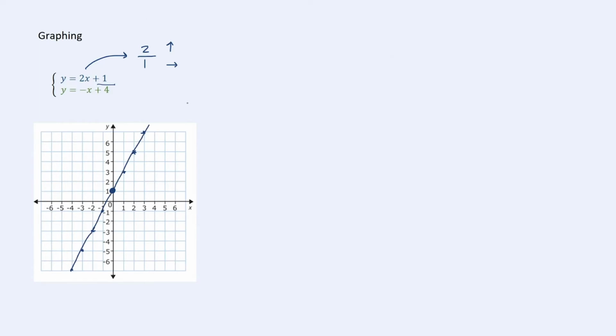Next we repeat this with the other equation. We start with the y-intercept, so the first point is at 0, 4. The slope of this one is negative 1 over 1, which means that for every 1 that it goes to the right, it goes down 1. We can graph this, and then connect the dots. We can then write down the coordinate where they intersect, in the form of x, y. The x-coordinate is 1, and the y-coordinate is 3.